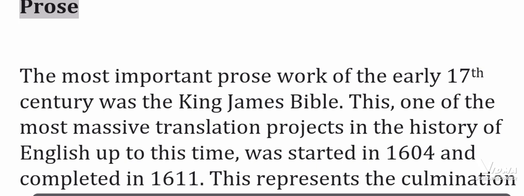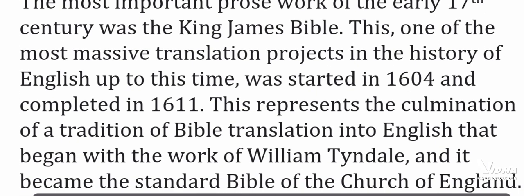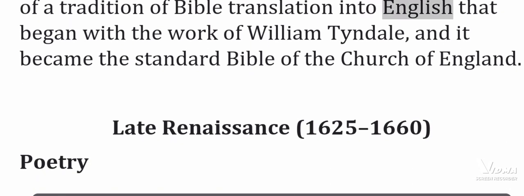Prose. The most important prose work of the early 17th century was the King James Bible. This, one of the most massive translation projects in the history of English up to this time, was started in 1604 and completed in 1611. This represents the culmination of a tradition of Bible translation into English that began with the work of William Tyndale, and it became the standard Bible of the Church of England.